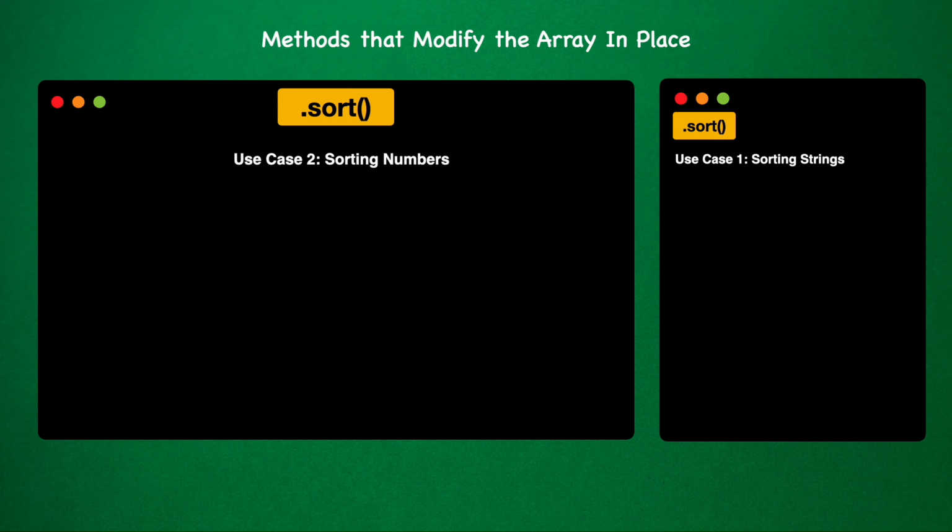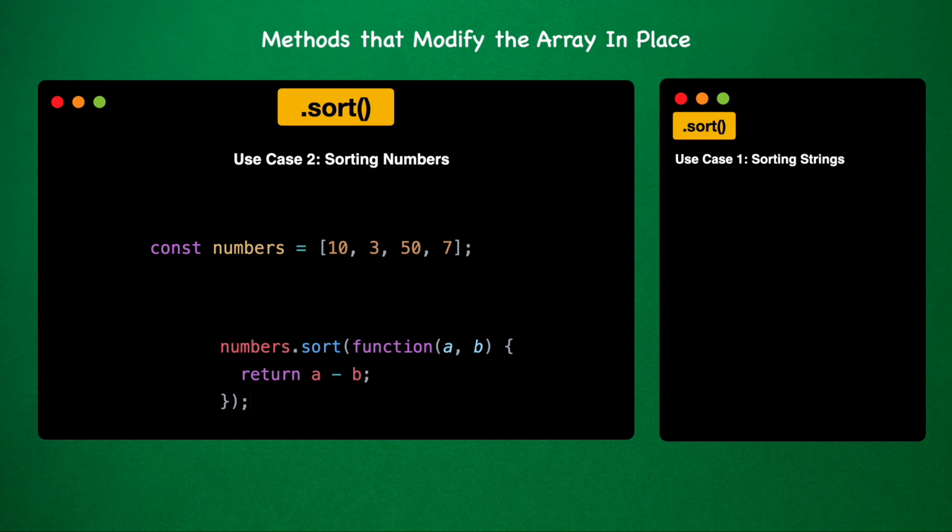Sorting an array of numbers is not as straightforward because sort converts the numbers to strings and compares their Unicode values by default. To sort numerically, a compare function must be provided. In our example, the sort function sorts the numbers in ascending order. The result is 3, 7, 10, 50, where the original numbers array has been modified to reflect this order.